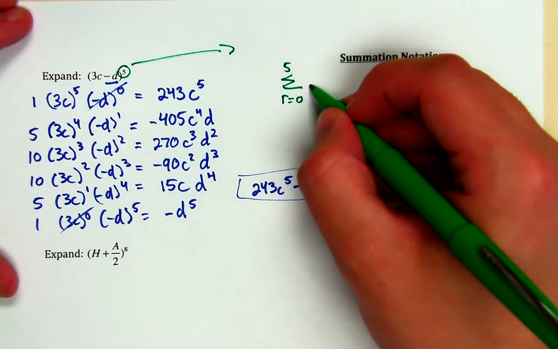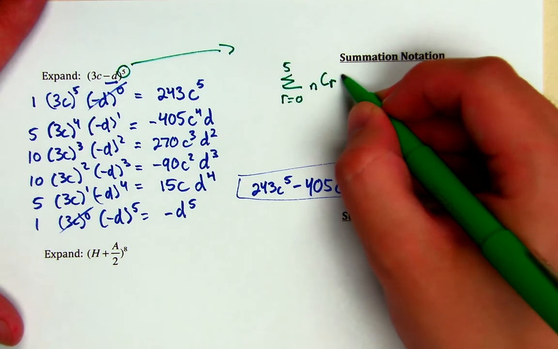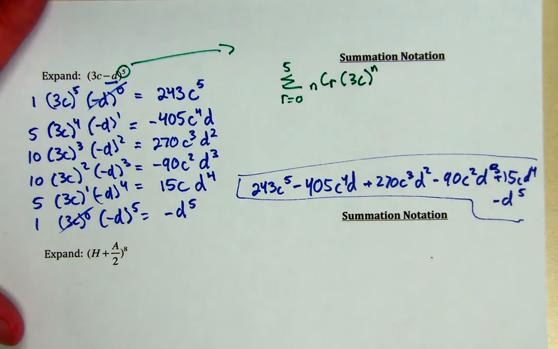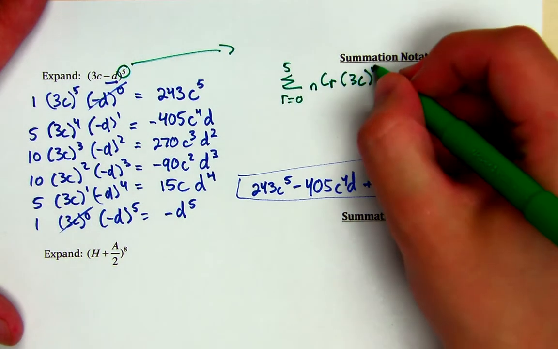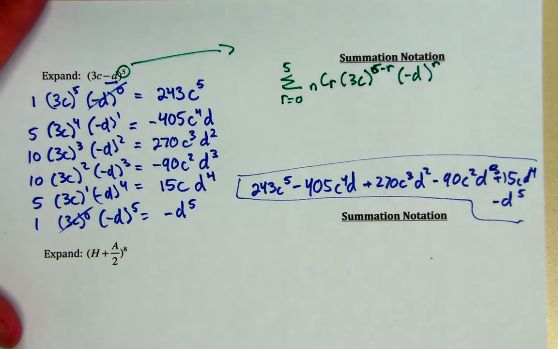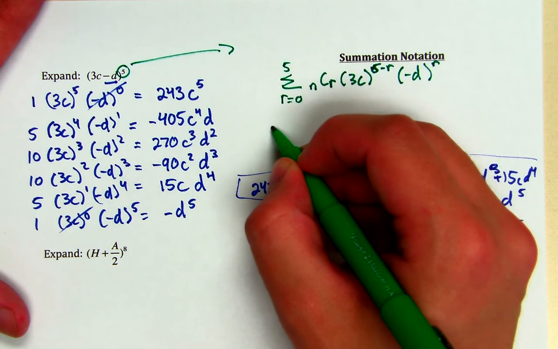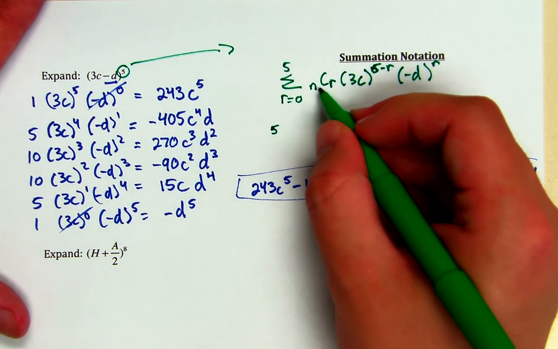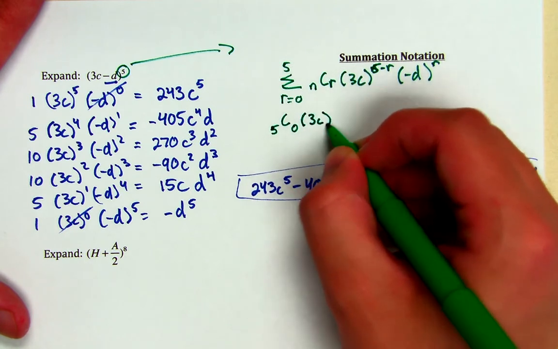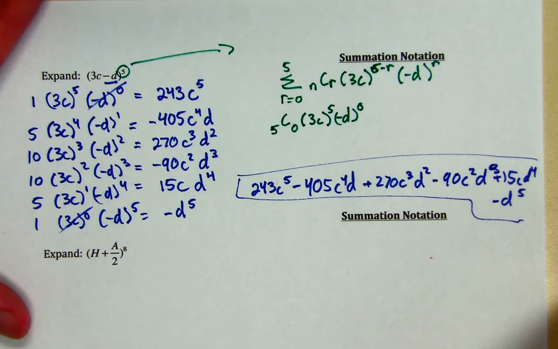And now I'm going to start with n choose r. I'm going to go from, let's see, first term, 3c to the 5 minus r, times negative d to the r. So if I were to do each of these terms, I would start with 5 choose 0, because n is 5, and then I have 3c to the 5 minus r, so 5, and then d, r is 0, so that's the first term.